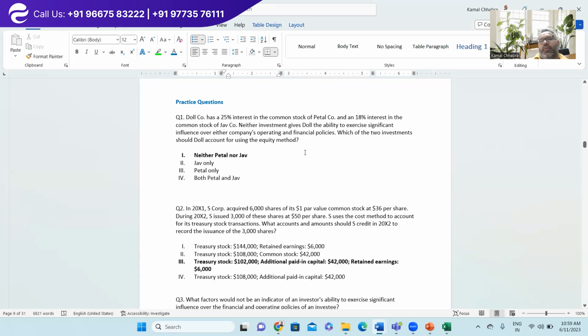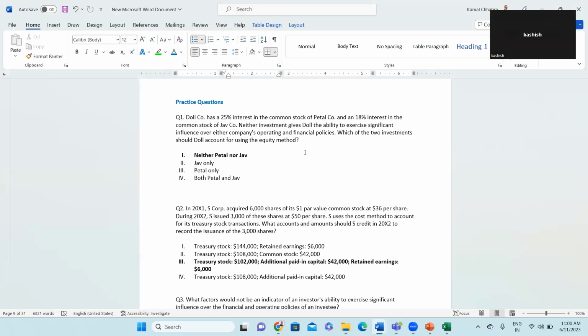So what is the call of the question? Which of the companies should Doll consider for the equity method of investment? What do you consider to identify whether the equity method is to be applied or not? Sir, if it is more than 50% stake. No. Sir, 20 to 50% stake. 20 to 50% is the general rule, but more important is significant influence. So in these two companies, does Doll have significant influence or not? No, sir. Why not?